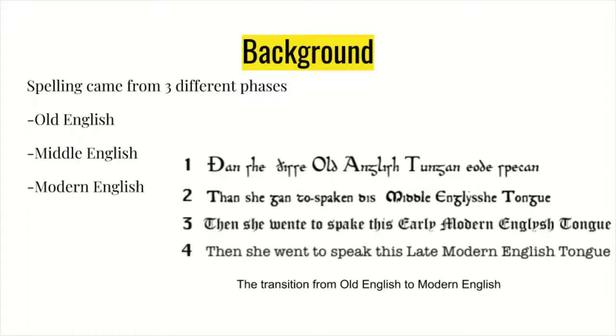When discussing the background of invented spelling, it's broken down into three different phases, which are Old English, Middle English, and Modern English. Old English had to do with the arrival of the invaders in the 5th century to around 1130. Middle English was roughly 1130 to 1470, and Modern English came around 1470 to the present day.